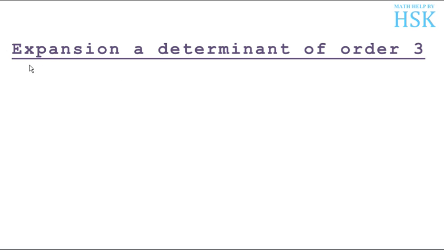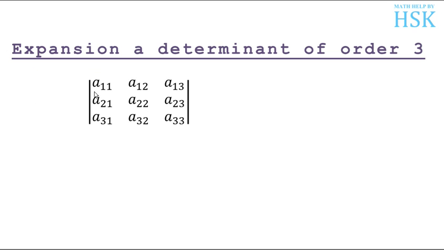Now, to solve those determinants, we should know the expansion of the determinant of order 3. So I will give you a brief about how we expand the determinant of order 3. Consider that we have a determinant a11, a12, a13, a21, a22, a23, a31, a32, a33. This is the determinant of order 3 which we have taken.